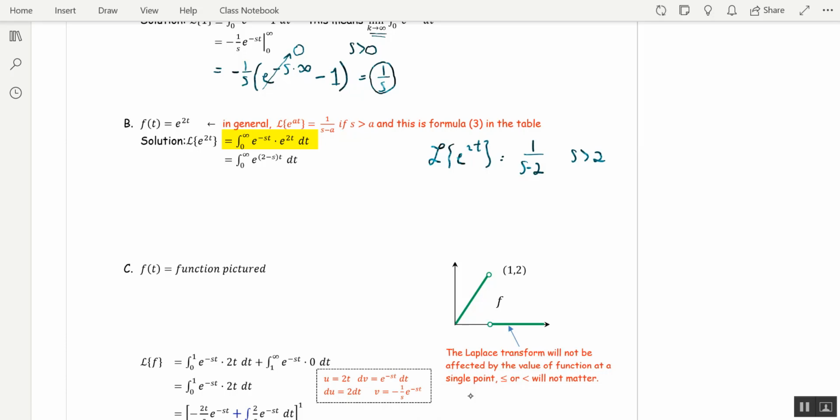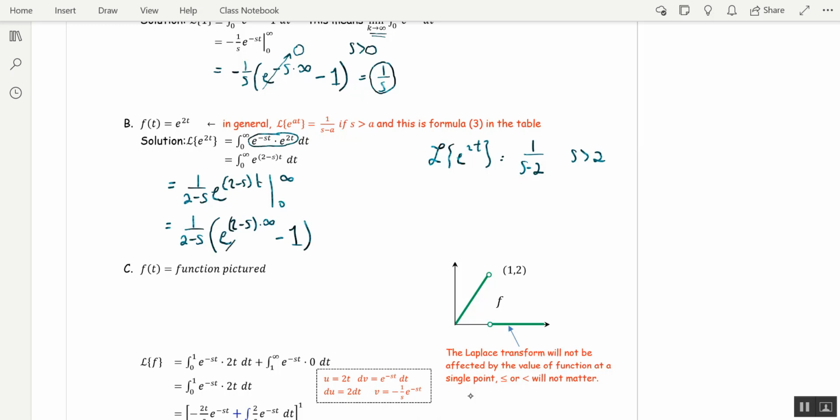And then in order to integrate, what I did was I combined these two terms as e to the 2 minus s all times t. All right, now I'm going to integrate 1 over 2 minus s e to the 2 minus s t from 0 to infinity. Now 1 over 2 minus s is a constant. I'm going to pull that out. And then I have e to the 2 minus s times infinity minus e to the 0, which is 1.